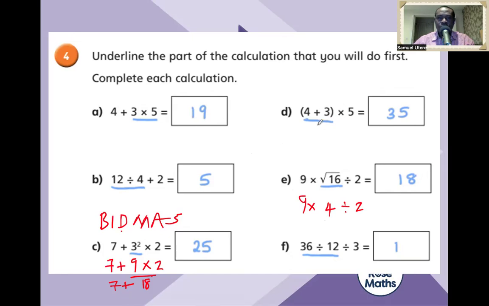This one, we do the bracket first. And then we multiply by 5. This one, of course, it doesn't matter. You can just do it from left to right. 36 divided by 12 is 3. 3 divided by 3 is 1. Let's move on.